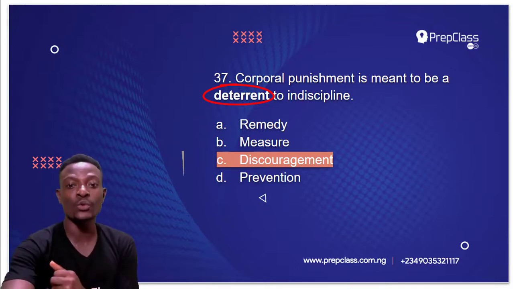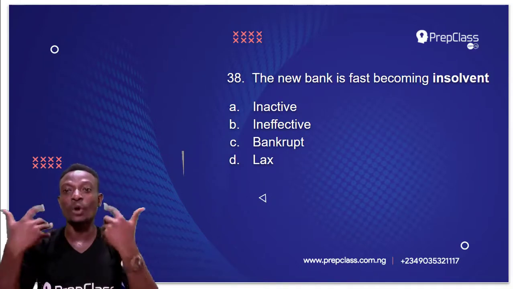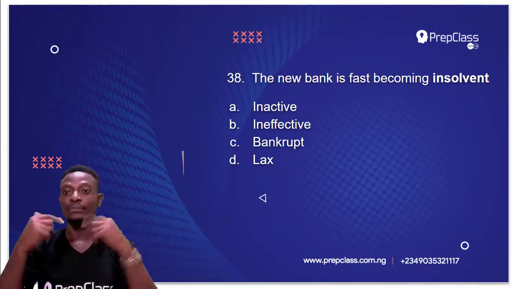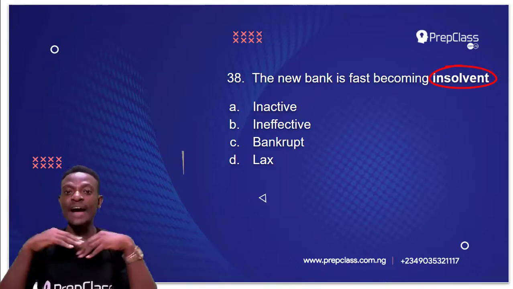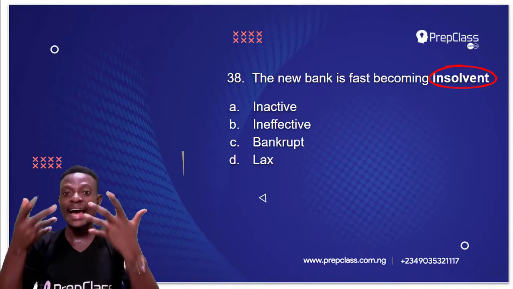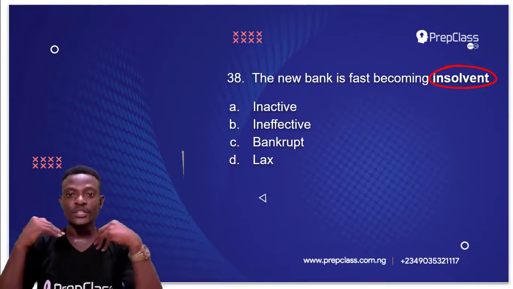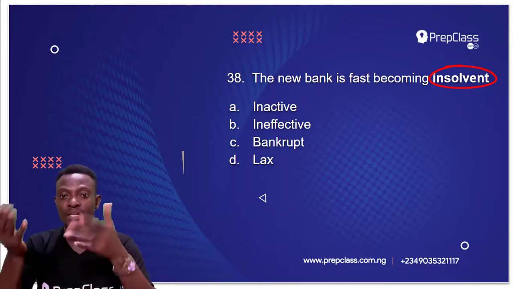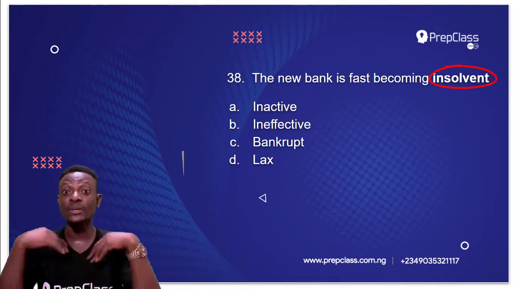Right, moving on to the next question, question 38. The new bank is fast becoming insolvent. Remember, we have to select the option that is nearest in meaning to the word in bold. The word in bold here is insolvent. The options we have are inactive, ineffective, bankrupt, and lax. So, the new bank is fast becoming inactive, ineffective, bankrupt, or lax. Which of these options is the nearest in meaning to insolvent?